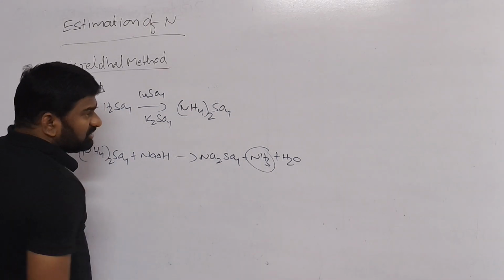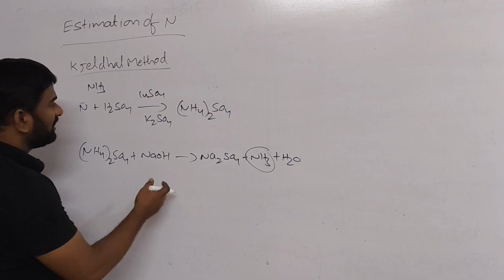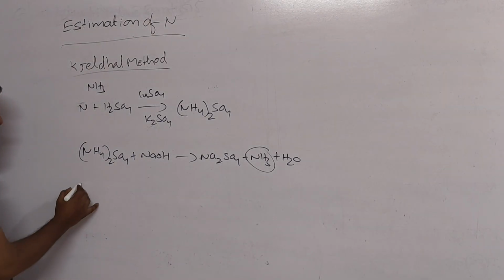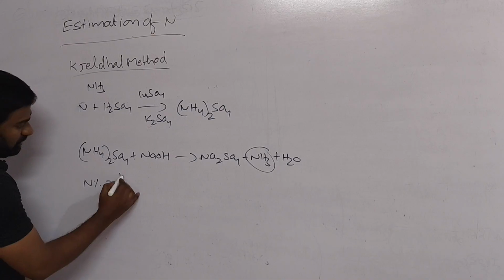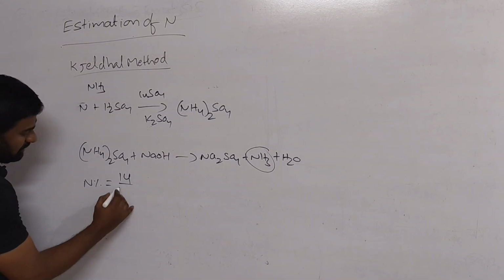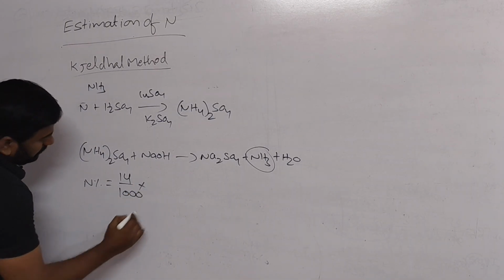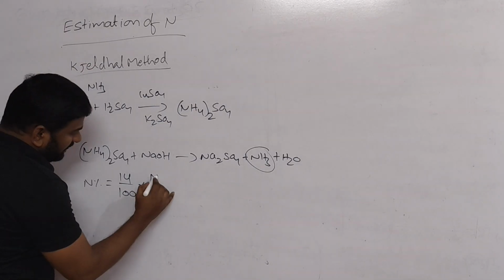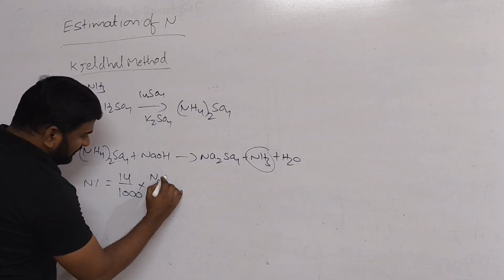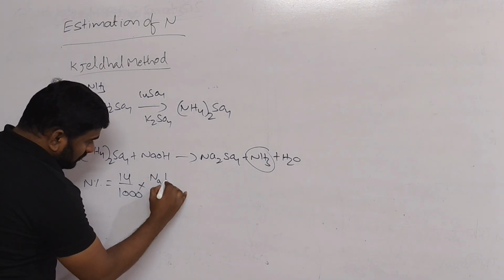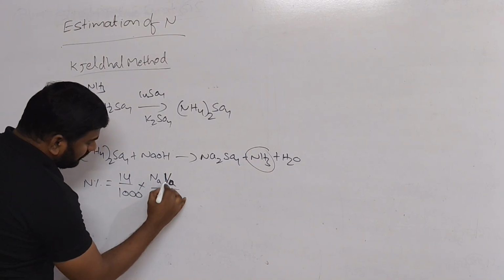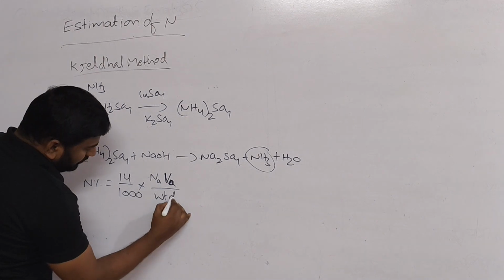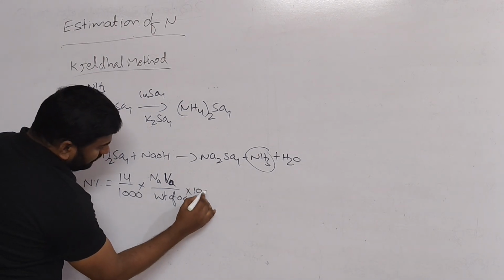How much nitrogen is obtained, if you know that, you can substitute in the formula and get the percentage of nitrogen. So nitrogen percentage is equal to 14 by 1000 into normality of acid into volume of acid by weight of organic compound into 100.